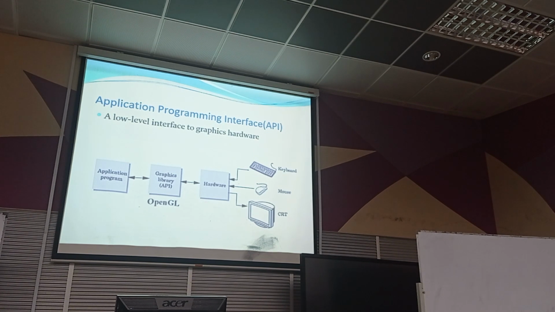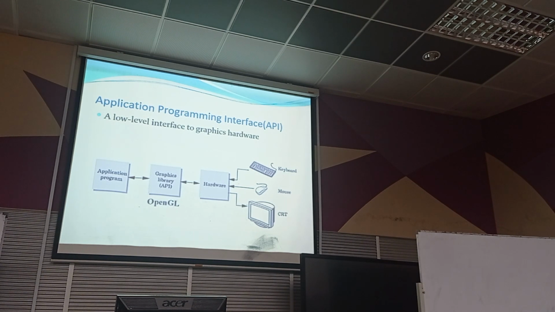OpenGL is also not so low. Just like C++ is called a high-level language, it means you can understand it. Low level is your assembly. Assembly language is low level.